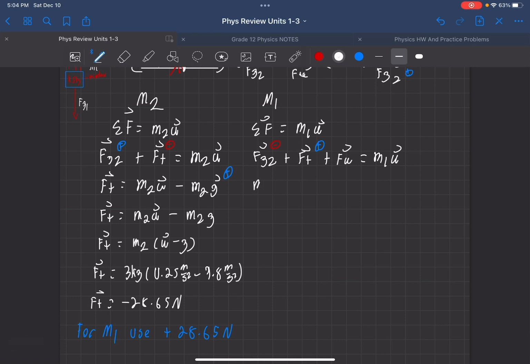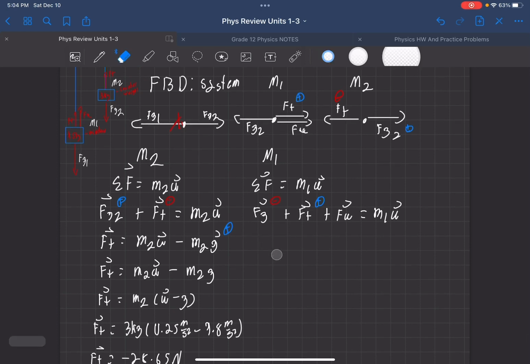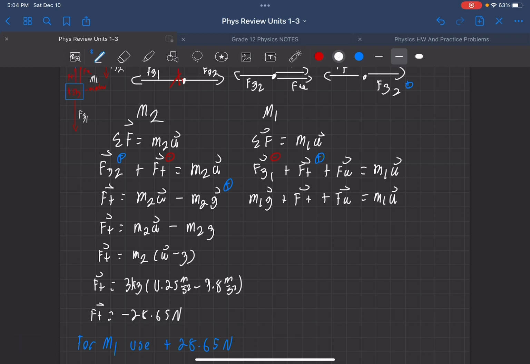So we can say M2G, sorry, this would be Fg1. So we can say M1G plus Ft plus Fa equals M1 times acceleration. So let's isolate for Fa, because we want to find the force applied. So Fa is equal to M1A minus M1G. And since this is negative and this is negative, we can just say plus M1G, same thing. And then minus Ft.